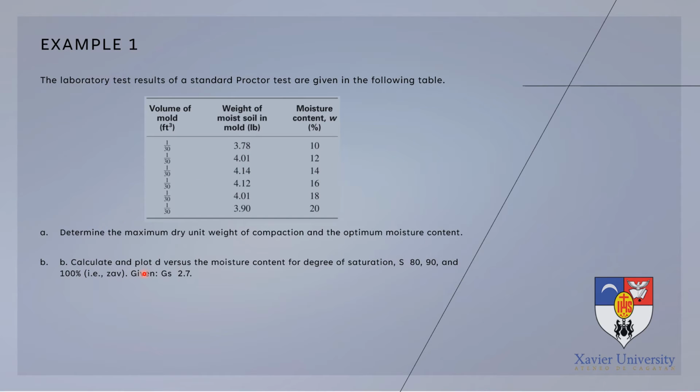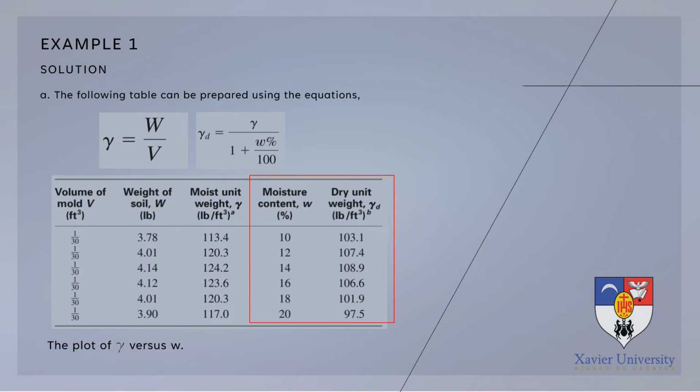First, we are asked to determine the maximum dry unit weight of compaction and the optimum moisture content. And B, we have to calculate and plot the dry unit weight versus the moisture content for the degree of saturation S, which is equal to 80, 90, and 100. And we have a given value for the specific gravity, which is equal to 2.7. So we first have question A, we are asked for the optimum moisture content and the maximum dry unit weight.